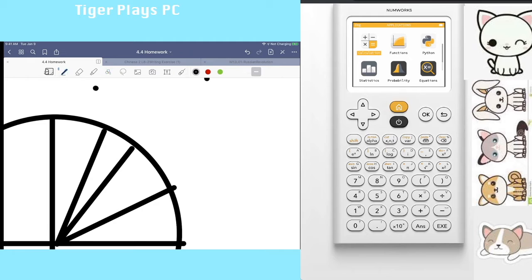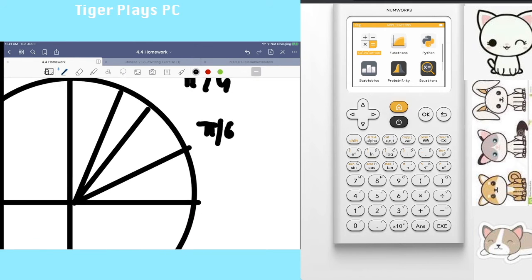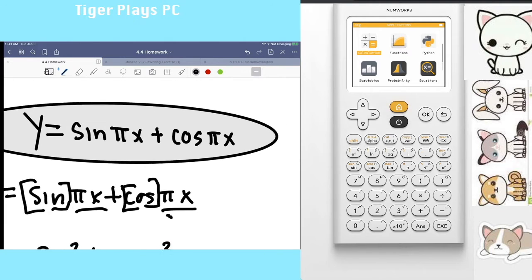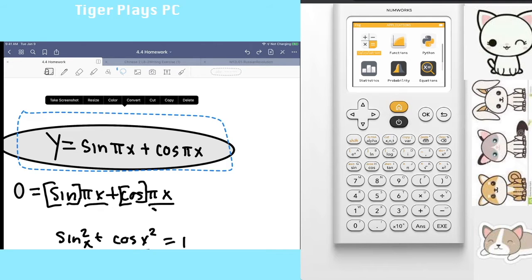Say this is pi over 3, this is pi over 4, this is pi over 6. So once we have these, we can try to see which of these meet the requirements for this. So let's copy these requirements. Let's copy this equation here. Copy this.